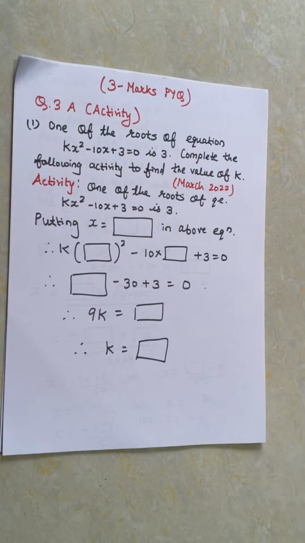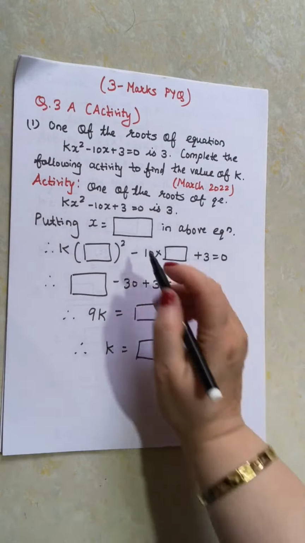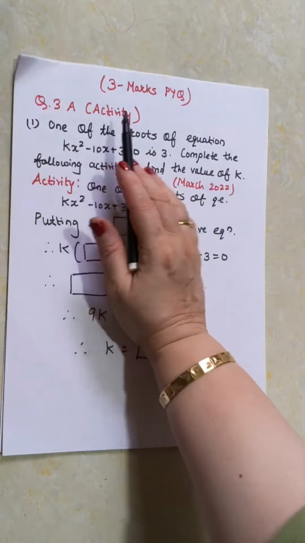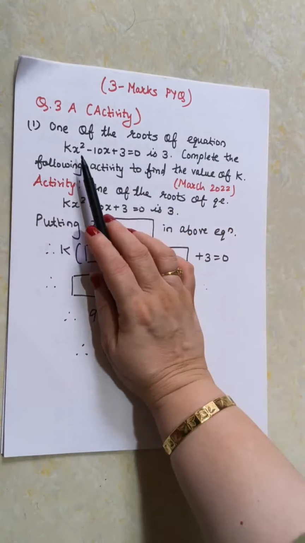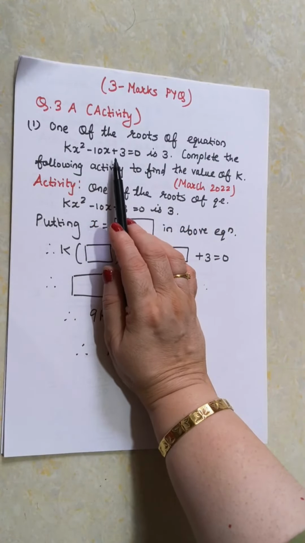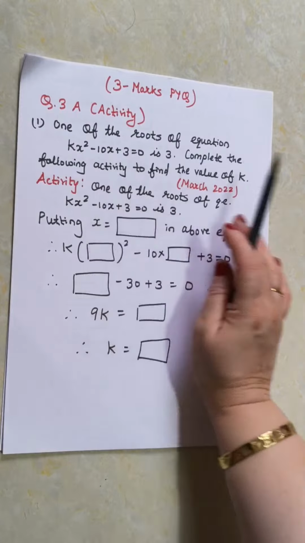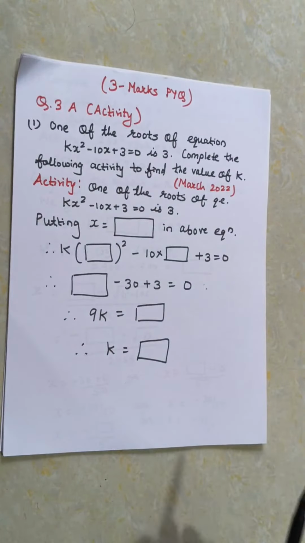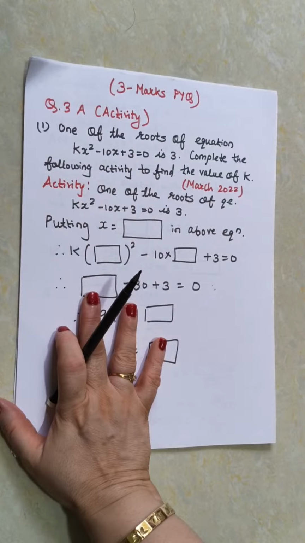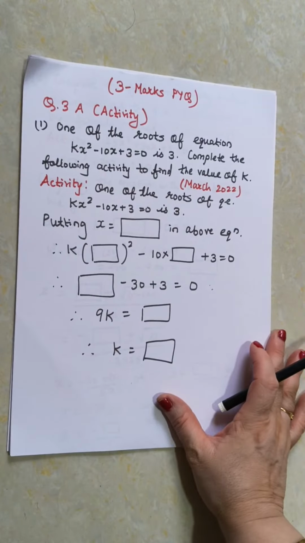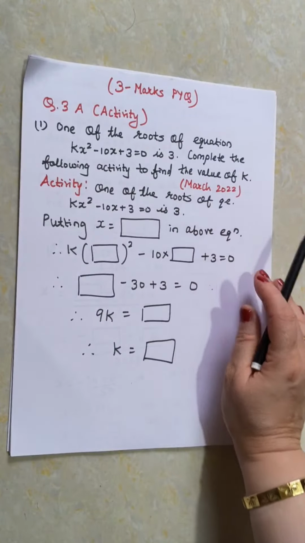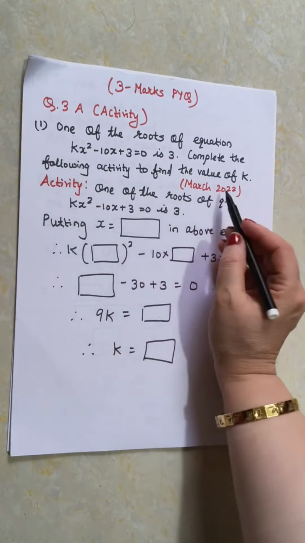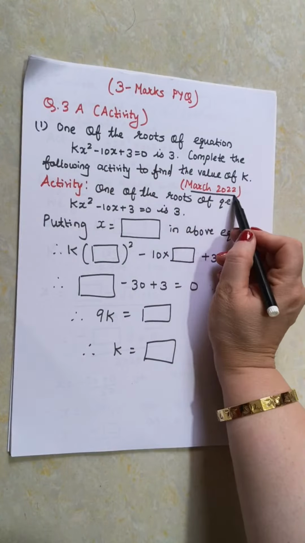So without wasting time, let us move towards the first sum. See here, it is an activity. Question 3A is an activity and it is of 3 marks. One of the roots of the quadratic equation kx square minus 10x plus 3 is equal to 0 is 3. Then complete the following activity to find the value of k. This question was asked in March 2022.